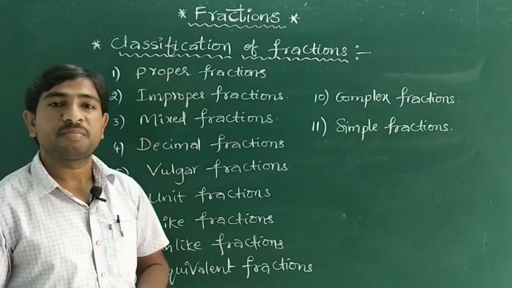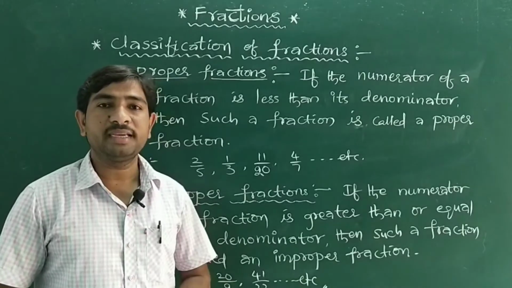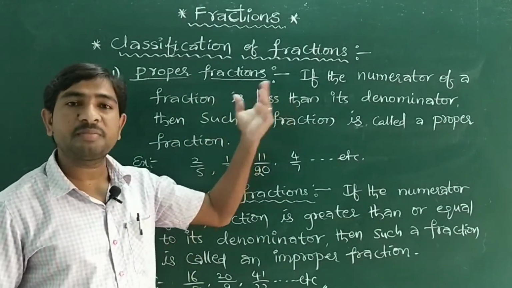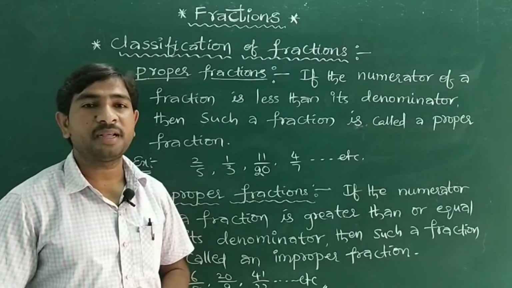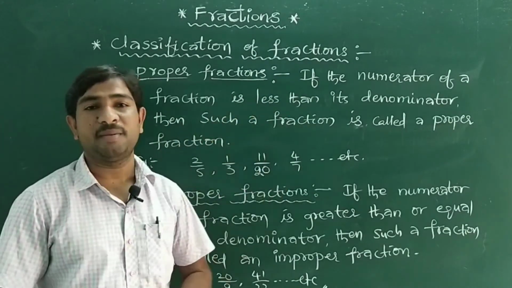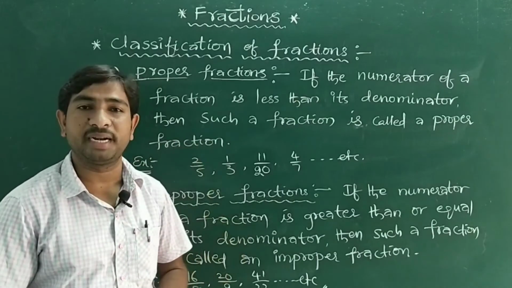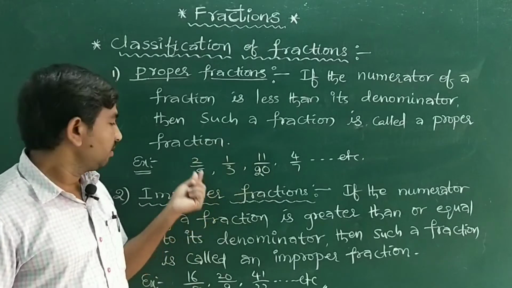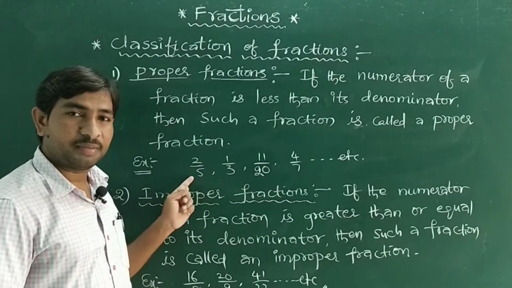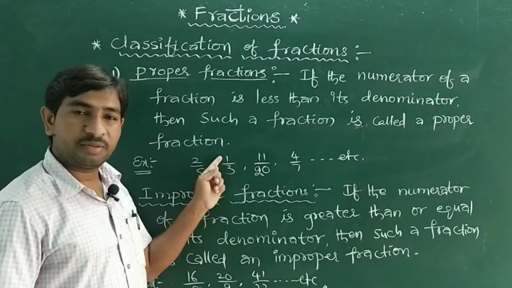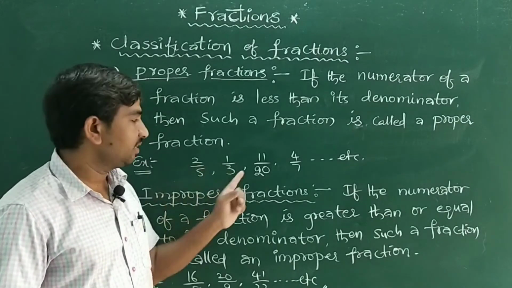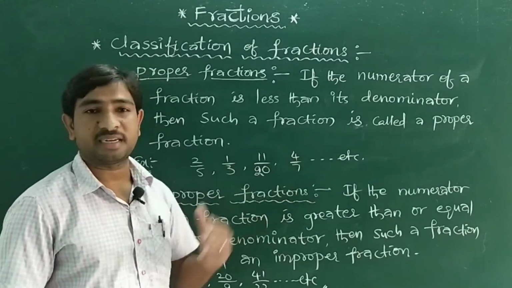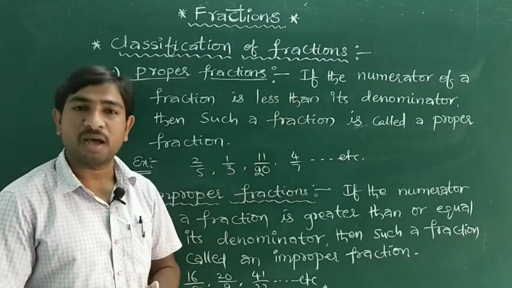The first type is proper fractions. What is the definition of a proper fraction? If the numerator of a fraction is less than its denominator, then such fractions are called proper fractions. For example, 2 by 5: 2 is the numerator, 5 is the denominator, and 2 is less than 5. 1 by 3: 1 is less than 3. 11 by 20: 11 is less than 20. Such fractions are known as proper fractions.